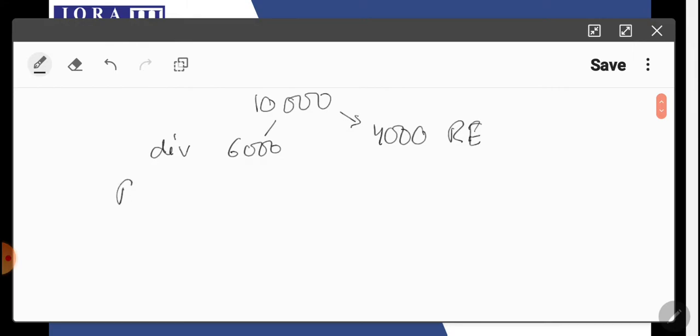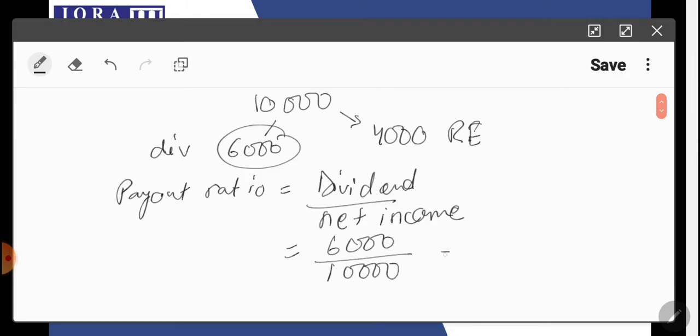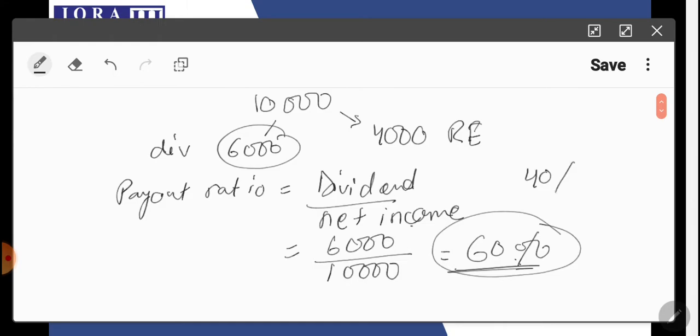Now, if I want to calculate the payout ratio, the formula is dividend over net income. So the dividend over here is 6,000 and the net income is 10,000. 60% of the net income is being paid out in the form of dividends, and if 60% is being paid out, that means 40% is being retained in the business.